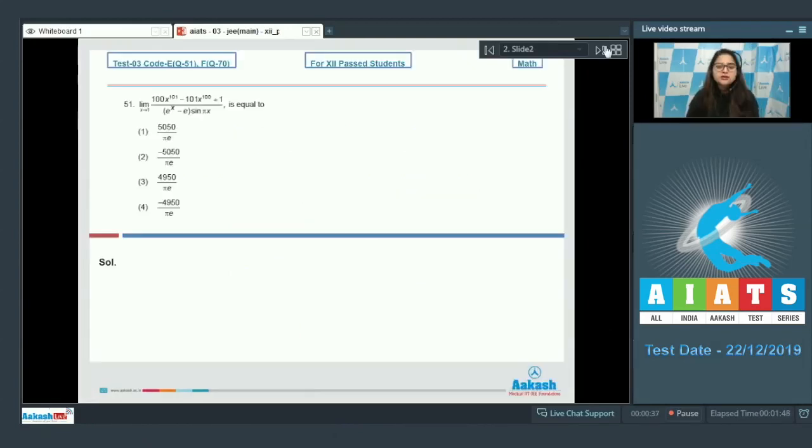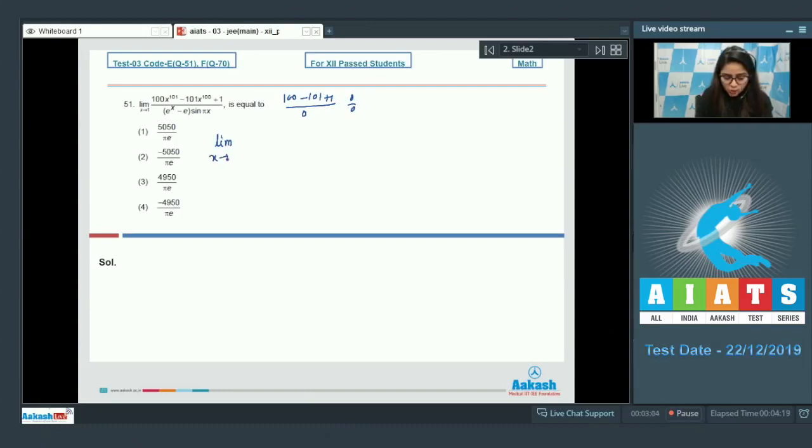Question number 51. Limit x tending to 1 of (100x^101 minus 101x^100 plus 1) divided by (e^x minus e^(sin πx)). Just substitute x as 1 in the numerator as well as in the denominator. In the numerator you are getting 100 minus 101 plus 1, divided by 0. So this is 0 by 0 form.